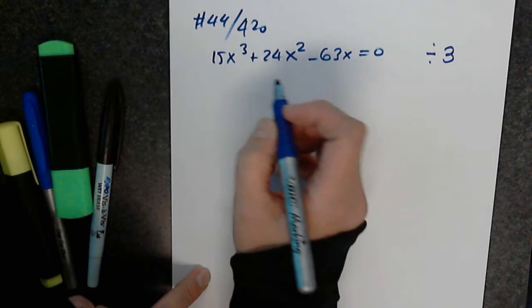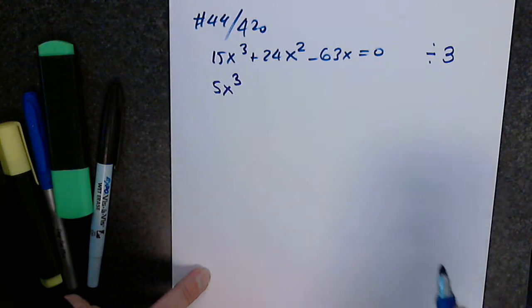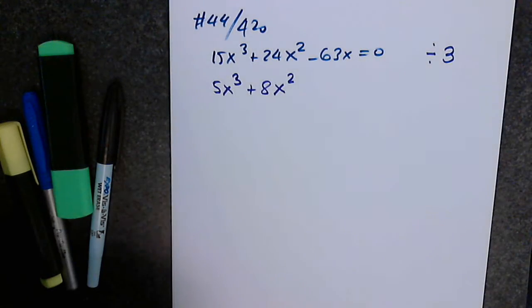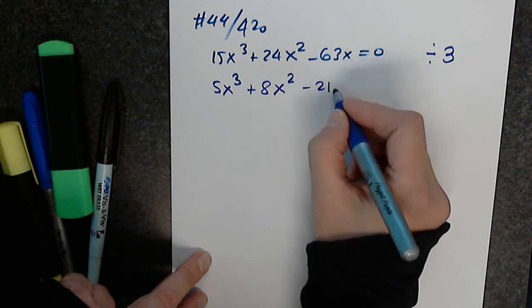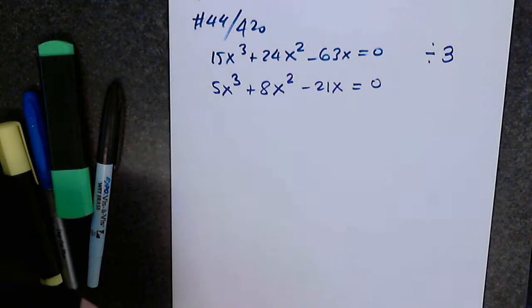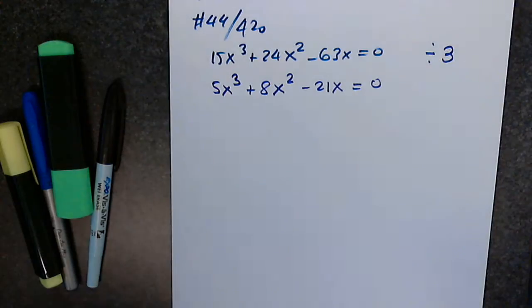15x cubed divided by 3 is 5x cubed. 24x squared divided by 3 is positive 8x squared. And negative 63x divided by 3 is negative 21x. And 0 divided by 3 is 0. Dividing both sides of an equation by a number does not affect the solutions.